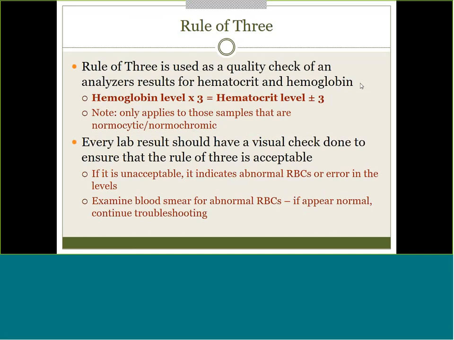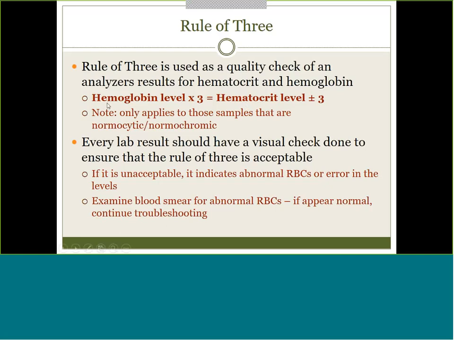So usually, if somebody has normal size cells for their red cells, when I say normocytic, normochromic, I know those are not terms that we have learned yet. We're going to learn them. But that basically means that their red cells look normal and healthy. Their red cells are pretty good. Your hemoglobin value times 3 should be roughly your hematocrit value. So if somebody had a hemoglobin of 8, 8 times 3 means that their hematocrit should be roughly around 24, give or take 3, plus or minus 3. So it could be anywhere from 21 up to 27 would be an okay range.